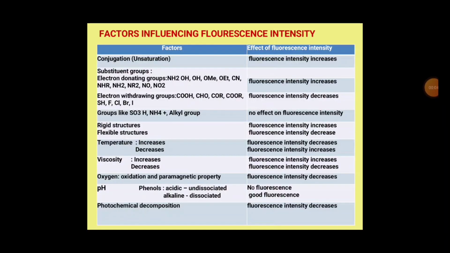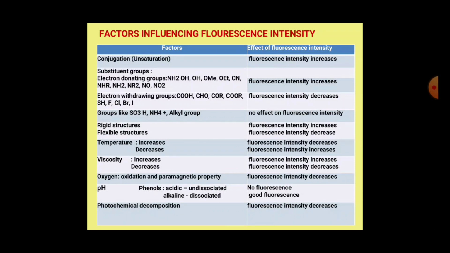Let us study the factors influencing fluorescence intensity. Some of the factors which will influence or affect the fluorescence intensity of a compound we will learn. Conjugation. A molecule must have unsaturation, that is pi electrons, so that UV or visible radiation can be absorbed. When the UV or visible radiation is absorbed, then fluorescence occurs. If there is no absorption of radiation, then there will not be fluorescence. So conjugation increases the fluorescence intensity.